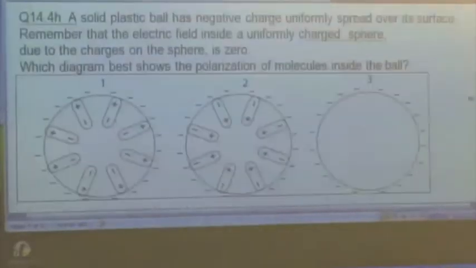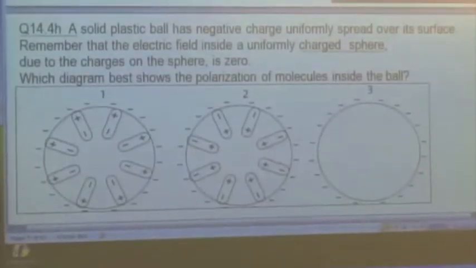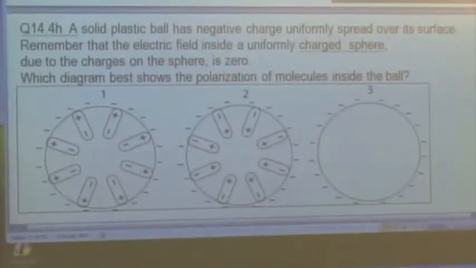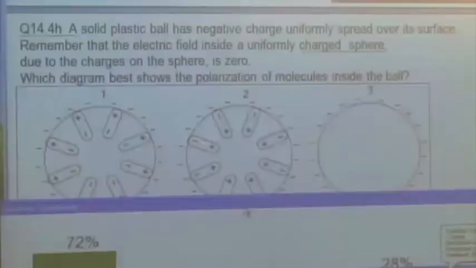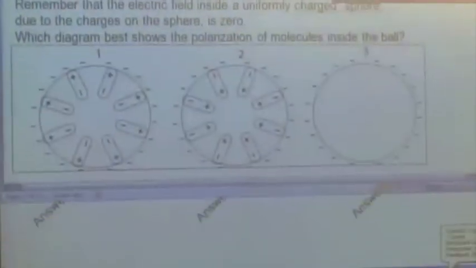What about this one? Let's say you have a solid plastic ball, and now you take a negative charge and spread it uniformly over the entire surface. And remember that the electric field inside a uniformly charged sphere due to charges on the sphere is 0. Which diagram best shows the polarization of the molecules inside the ball? All right, and 72% of you fell into the trap.